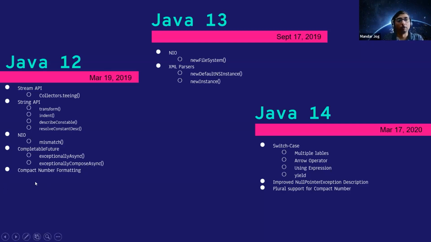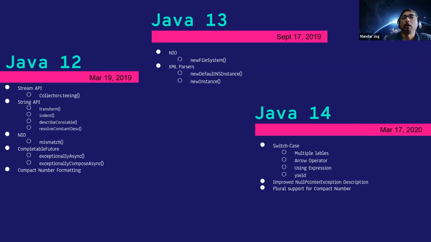And then in Java 12, there is compact number formatting, and from the name itself you can guess it: when you work with numbers, and maybe with currencies and all that, how do you make compact currency formats or number formats so that they can be easily readable and, I would say, presentable? That is given in Java 12.